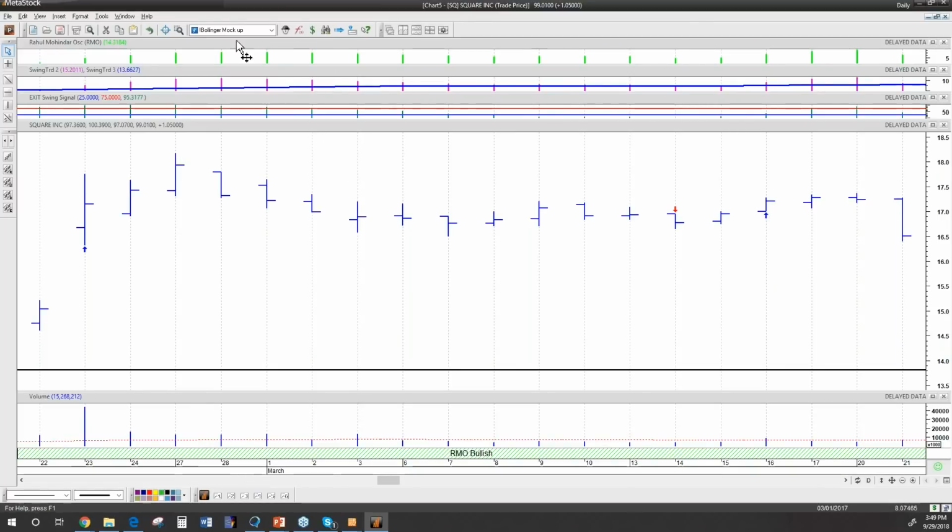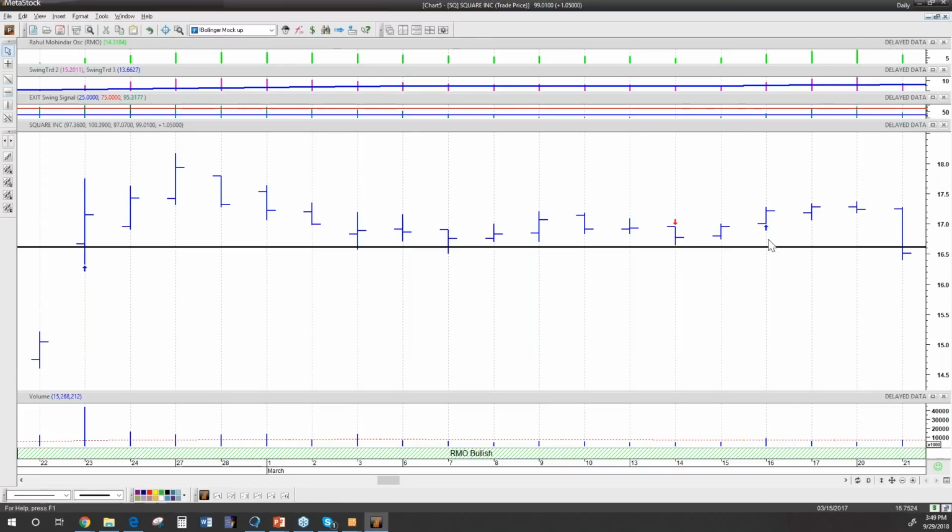Again, you get an opportunity to move your stop. And in this case, here's where we're moving the stop. Here's our closest pivot low. And look, we're going to trigger out of that stop.